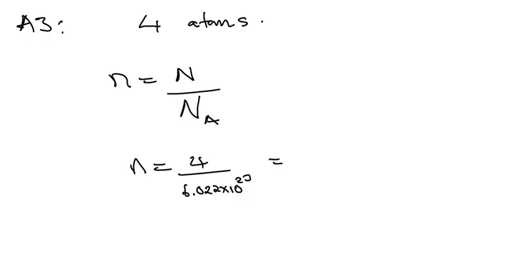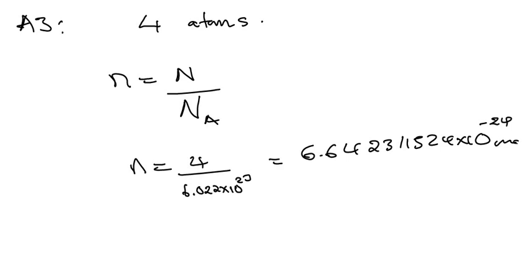So if we divide, 4 divided by, open brackets, 6.022 times 10 to the power 23. Try to punch what I'm dictating so that you see if you're able to get the same thing. So the moles here are 6 point this. So we are having 6.6424 times 10 to the power negative 24. These are the moles in the 4 atoms, right?